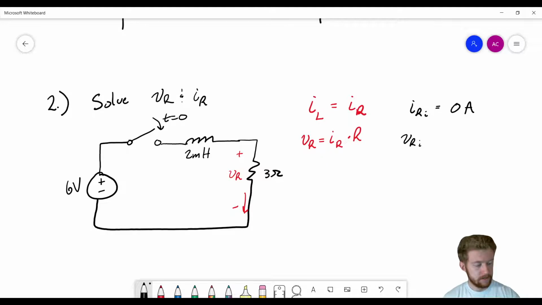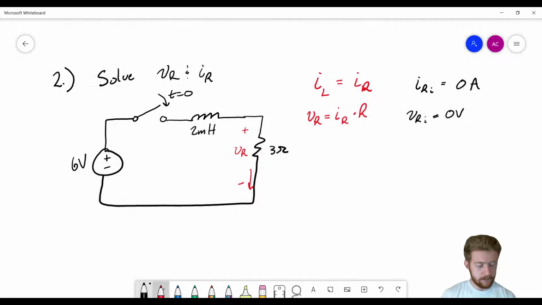And then, once again, what's our initial voltage? Well, we know Ohm's law relates current and voltage relative to resistance. So we know the resistance, we know the current is 0 amps, so that means the voltage is 0 volts. So now let's use the formula that we have for the current through an inductor to figure out the current through the inductor and the resistor.